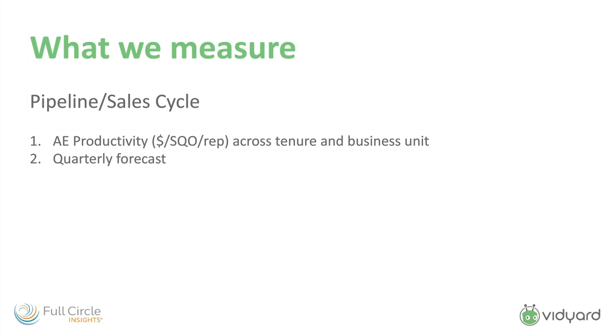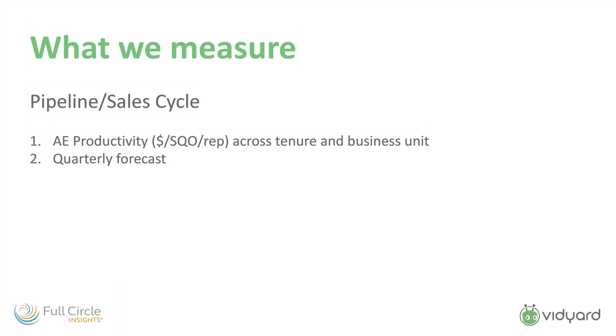And then secondly, we do a quarterly forecasting exercise at the beginning of each fiscal quarter. Basically what we look at is how much pipeline is open as of the first day of the quarter. And then based on historical close rates, we can then determine how much pipeline we need to generate in the quarter in order for us to hit our revenue targets.